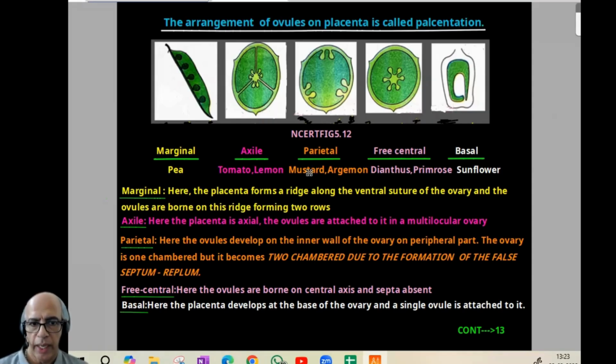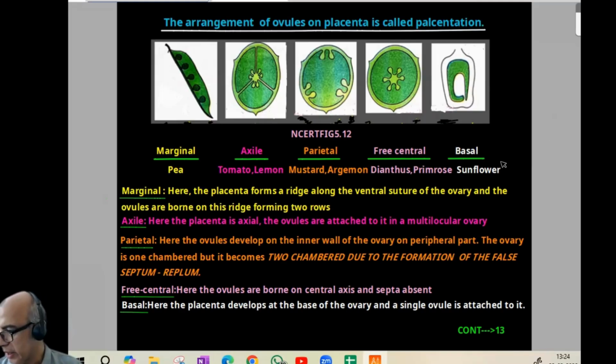Then comes free central. Here the ovules are borne on the central axis and septa are absent. Free central. Example is dianthus and primrose. This is all NCERT example. That variation is originally there, but we have to take the NCERT one. So it is dianthus and primrose. Now comes the last one, more important from the exam point of view: basal placentation. Here the placenta develops at the base of the ovary and a single ovule is attached to it. Example is sunflower, Helianthus. I think the idea is clear.